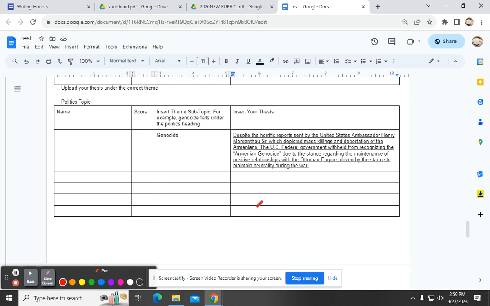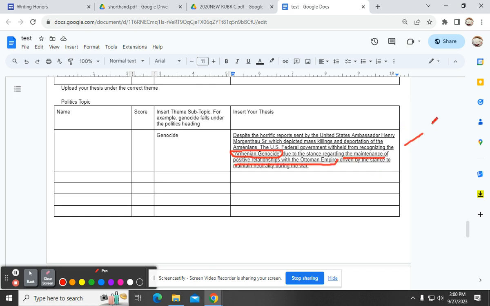One more. Despite the horrific reports sent by Ambassador Morgenthau, mass killing, deportation, the U.S. federal government withheld from recognizing the Armenian genocide. This actually is something that's going on all the way to Obama's presidency, and now they're giving due stance regarding the maintenance of positive relationship with the Ottoman Empire. The United States really was on the side of the Allies. That would make them an enemy.